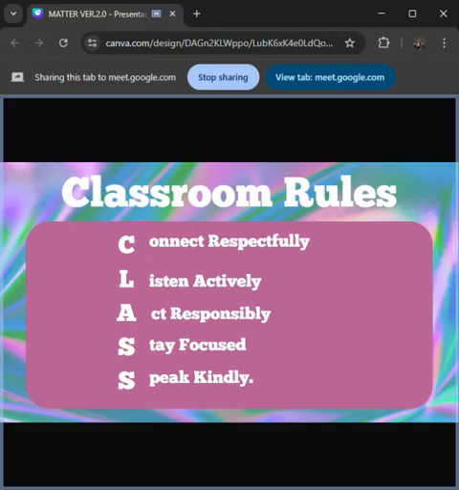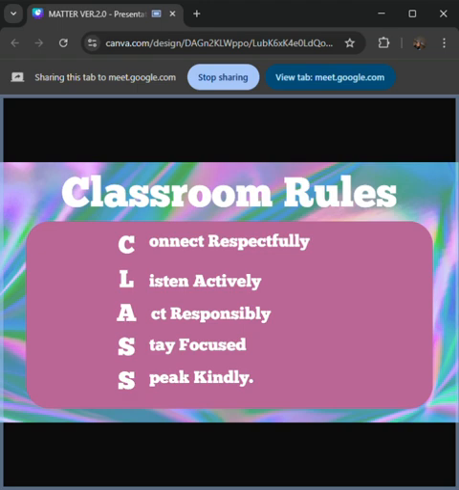Moving on with L, meaning listen actively. I encourage everyone to always pay attention, focus on what's being communicated. It means putting away distractions and truly engaging with the class, whether it is with me or with your classmate. Then we have A for act responsibly, meaning that we have to be prepared in class. We need to take ownership for our learning and be mindful of the classroom space and resources.